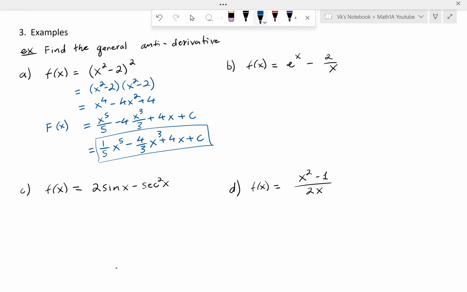Wow, that's cool. In B, f(x) equals e to the x minus 2 over x. So e to the x, and 2 times 1 over x. And now we can take the antiderivative. The antiderivative of e to the x is e to the x. The antiderivative of 1 over x is ln of the absolute value of x. So I need 2 times ln of the absolute value of x.